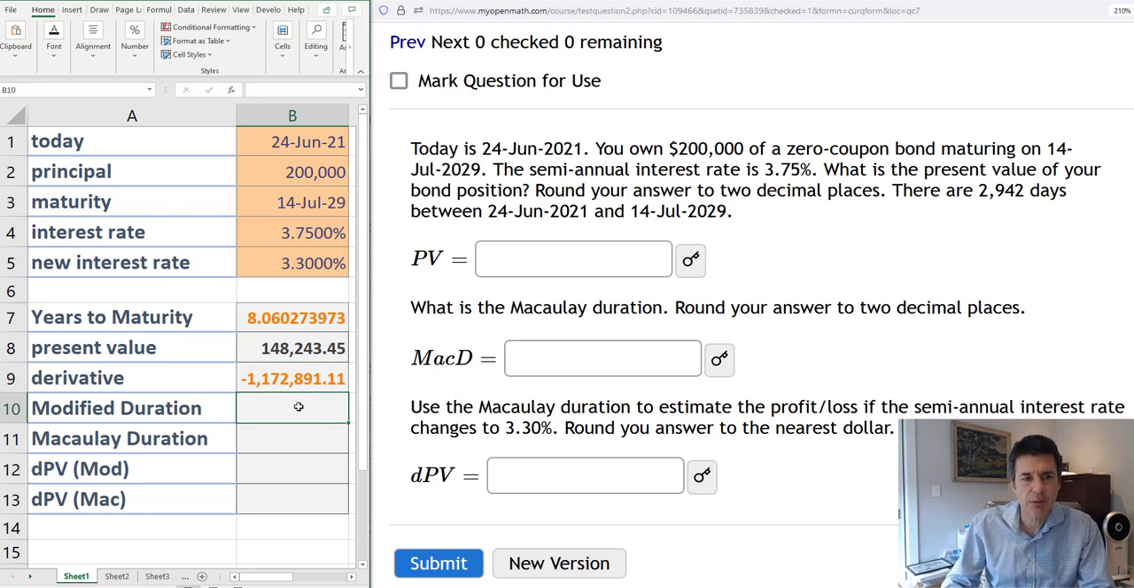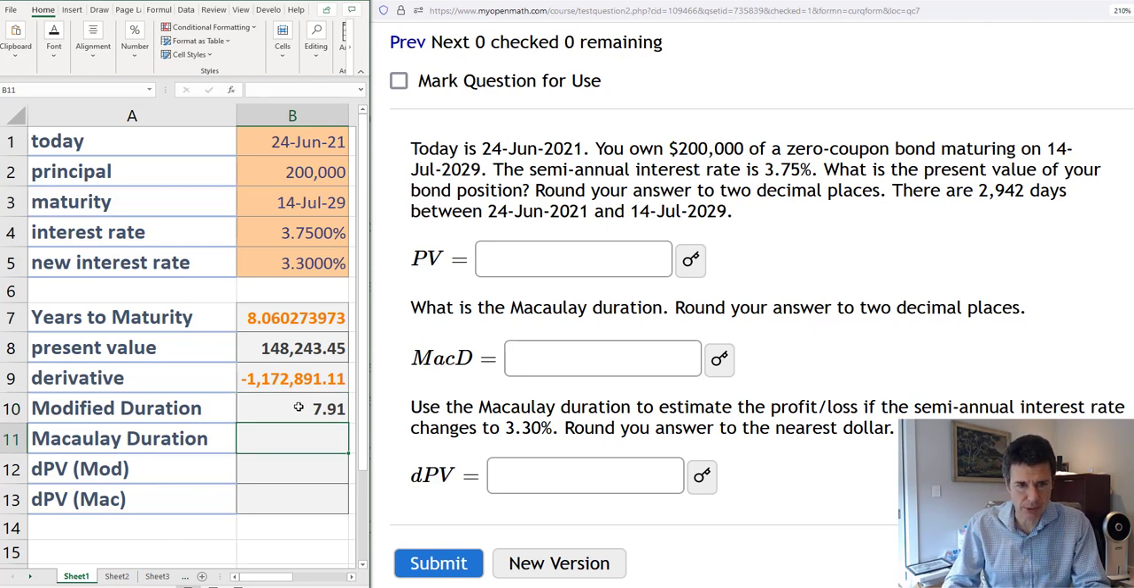The modified duration is the opposite of the relative rate of change of present value, which is the derivative of present value divided by the present value. So it's the opposite of the derivative divided by the present value, 7.91.